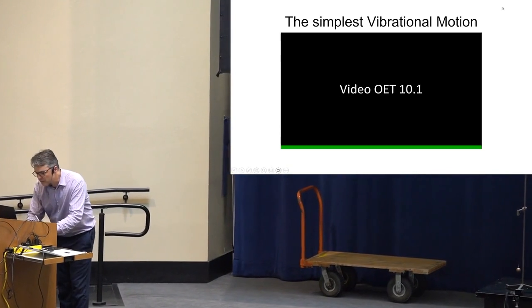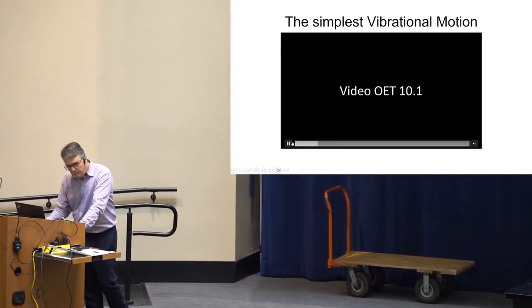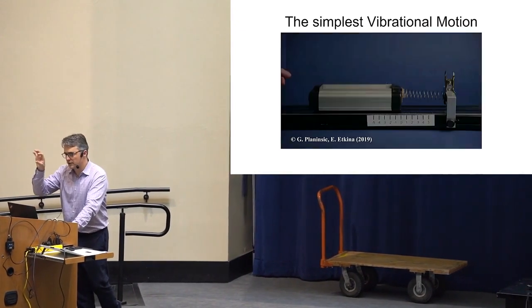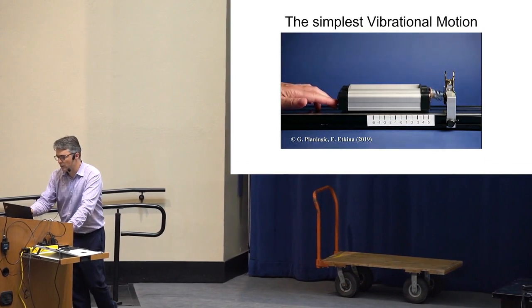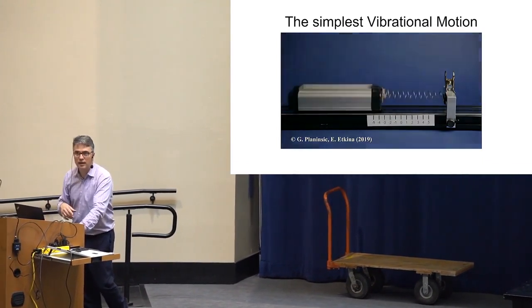There's a little video. Sometimes there are these cool little videos they show you. The simplest vibrational motion is when you have a frictionless surface and a horizontal spring. One side of the spring is connected to a wall, the other side is connected to the object, and it just oscillates back and forth.